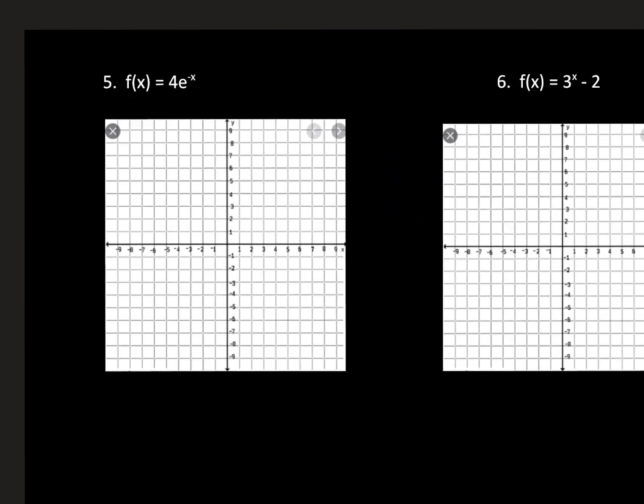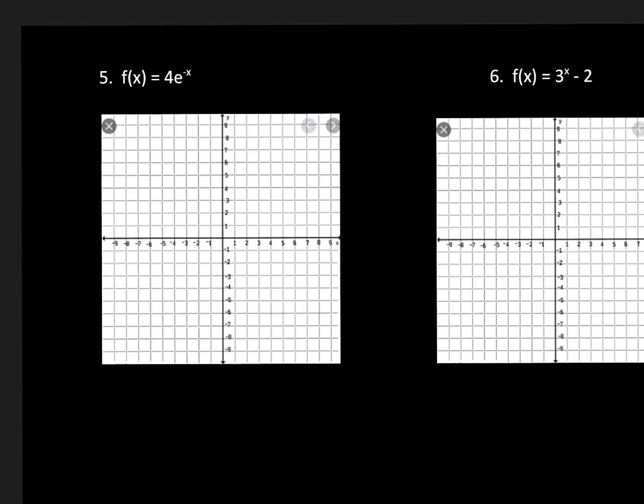Number 5 has a number in the front, which is a vertical stretch. That doesn't affect your asymptote at all, so the asymptote is still right here on your x-axis. It does affect everything else. Usually I put a 0.1 above, but because it's been stretched by 4, and what a vertical stretch does is it multiplies all your y coordinates by 4. So if the y coordinate's usually 1, times 4 is 4.